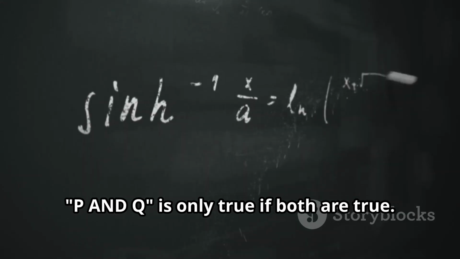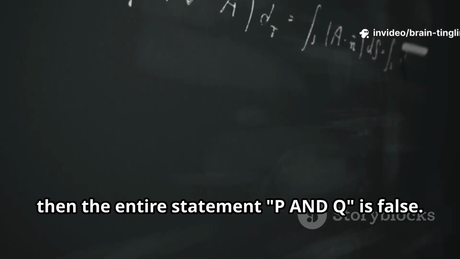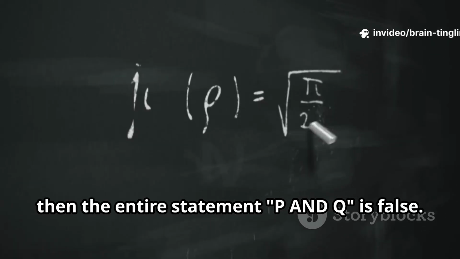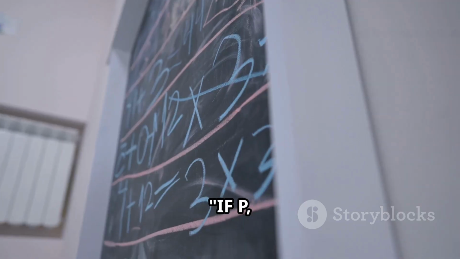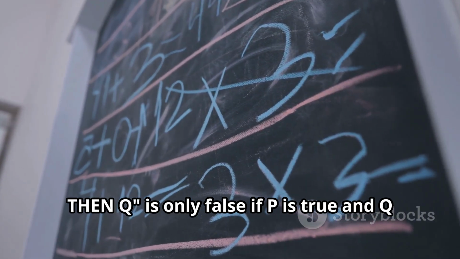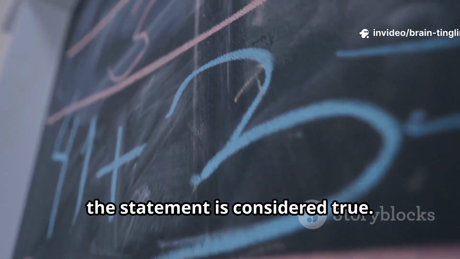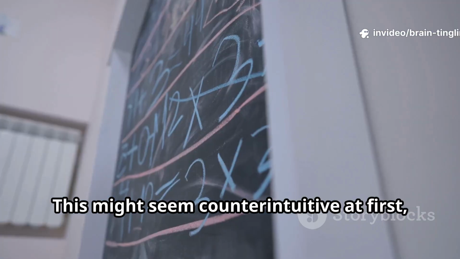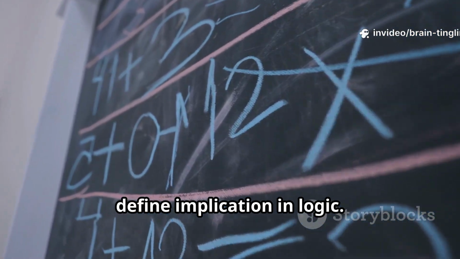P and Q is only true if both are true. If either P or Q is false, then the entire statement P and Q is false. This is a fundamental concept in propositional logic. If P, then Q is only false if P is true and Q is false. In all other cases, the statement is considered true. This might seem counterintuitive at first, but it's a crucial aspect of how we define implication in logic.